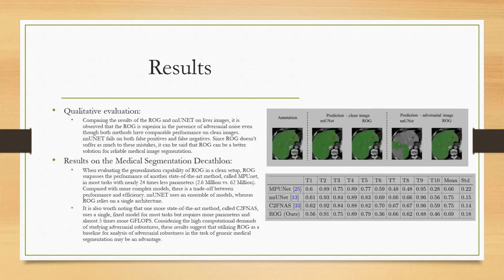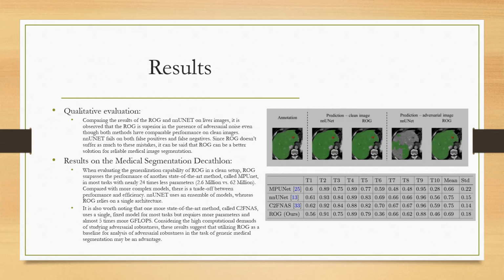Okay, so continuing with the results, the authors also found that ROG was superior to the previously mentioned nnU-Net architecture on liver images and with the presence of adversarial noise. They also state that this nnU-Net architecture fails on both false positives and false negatives. And since ROG doesn't suffer from these mistakes as much, they state that ROG can be viewed as a better solution for the challenge of reliably robust general medical image segmentation solutions.